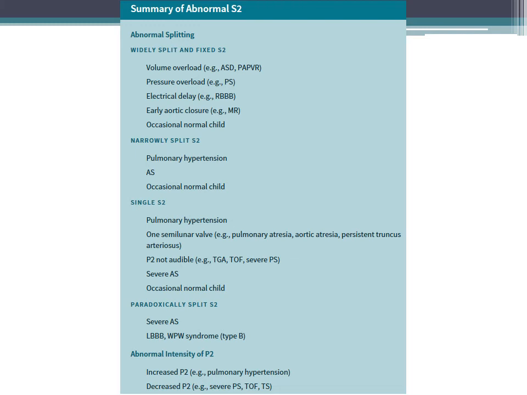Increased intensity of the P2 compared with the A2 is found in pulmonary hypertension, and that is key. So if you hear a loud P2, you have to think about pulmonary hypertension. Decreased intensity of the P2 is found in conditions with decreased diastolic pressure of the PA, like severe pulmonary stenosis, tetralogy of Fallot, or tricuspid atresia.